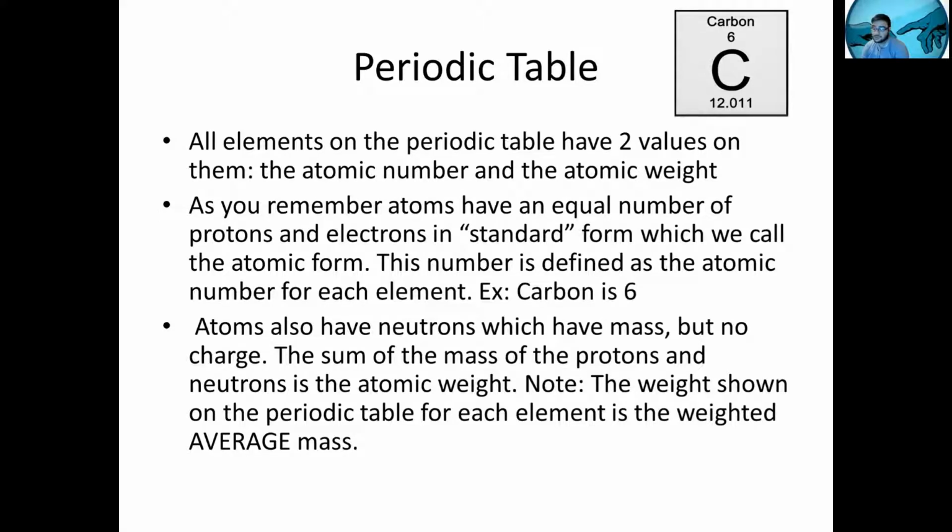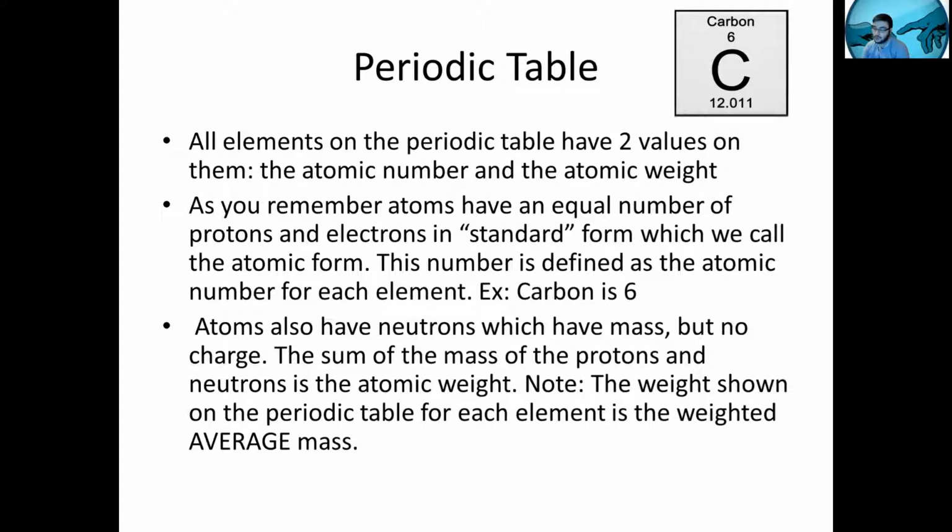In addition to protons and electrons, atoms also have neutrons, which have mass but no charge. Remember, electrons have charge but no mass. At least in chemistry; in physics, they do have a mass sometimes, but in chemistry, we consider that they don't have mass because it's so small. The sum of the mass of the protons and neutrons is called the atomic weight, that 12.011 number for carbon.